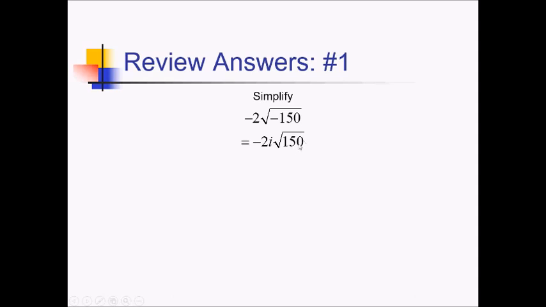So now 150, the biggest perfect square that goes into that, is going to be 25. 25 times 6. Square root of 25 is 5. 5 times -2i is -10i. And then we still have that radical 6 left over.